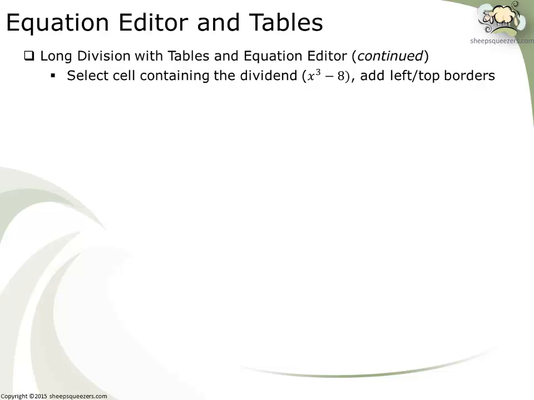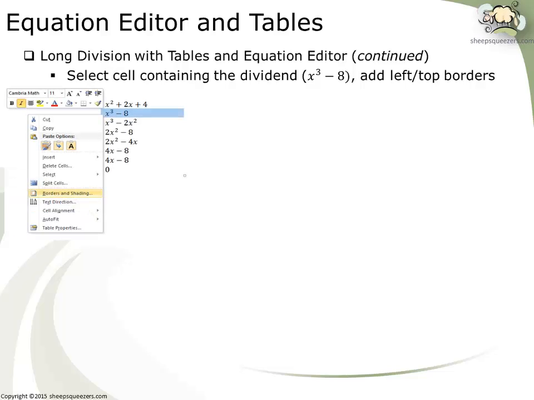Next, select the cell containing the dividend. In this case, it's x cubed minus 8, and you want to add a left and top border. So here we highlight x cubed minus 8. If I remember correctly, it's triple clicking rather than double clicking within a cell, or you can just use your mouse to highlight that particular cell.